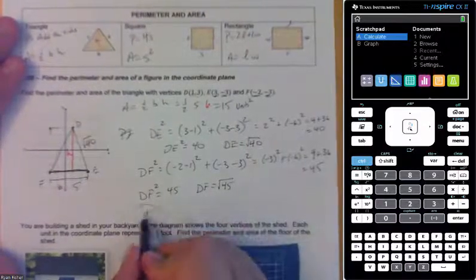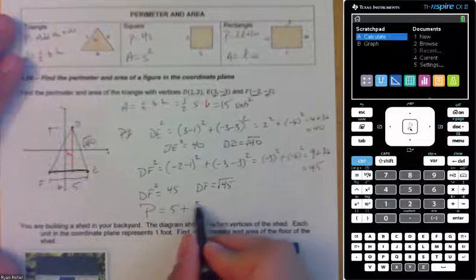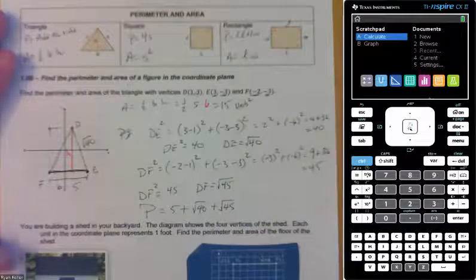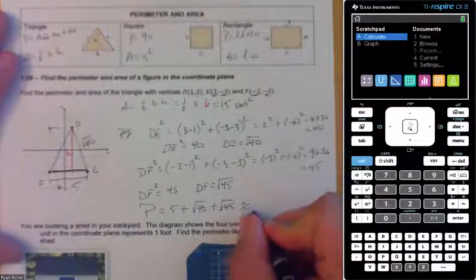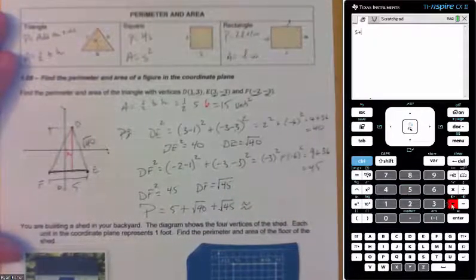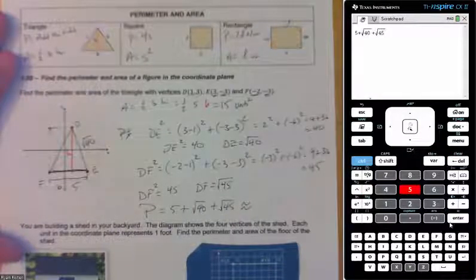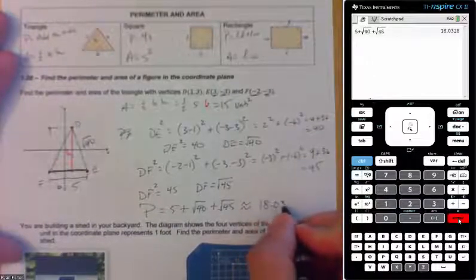Put that together, and I think the perimeter of this triangle is whatever 5 plus the square root of 40 plus the square root of 45 is. This is some weird decimal. I don't exactly know what it is. Maybe I can get an approximation of what this is with my graphing calculator. So I'm going to calculate about 5 plus square root of 40 plus square root of 45, which is about 18.033.